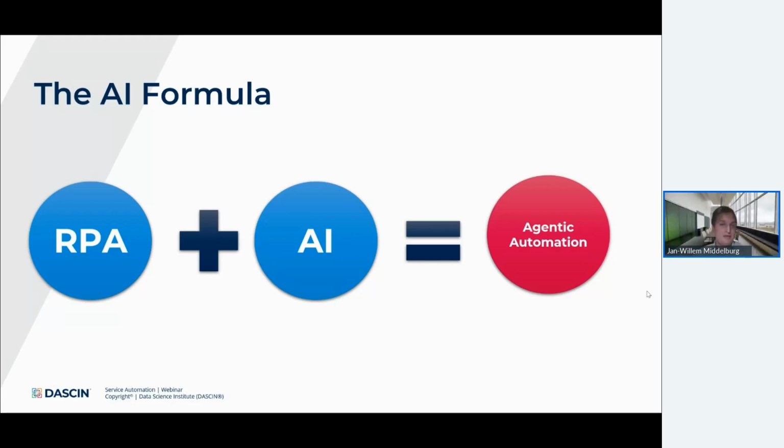Now, again, I'm not going to give an AI webinar because everyone in the world is talking about AI, and it's sometimes becoming a little bit over fatigued. But I would like to introduce you to another key term, and that is the concept of agentic automation.